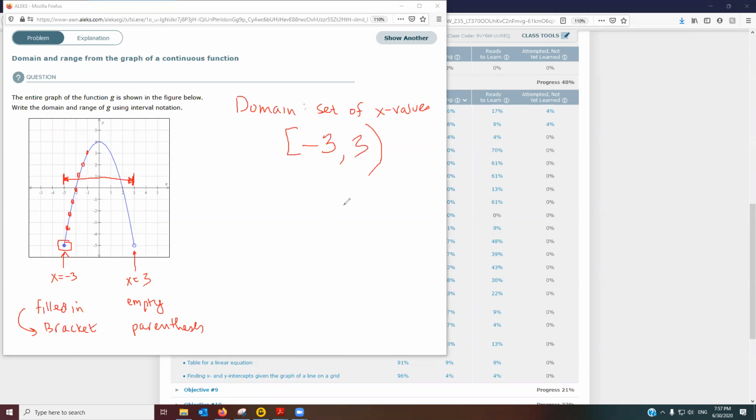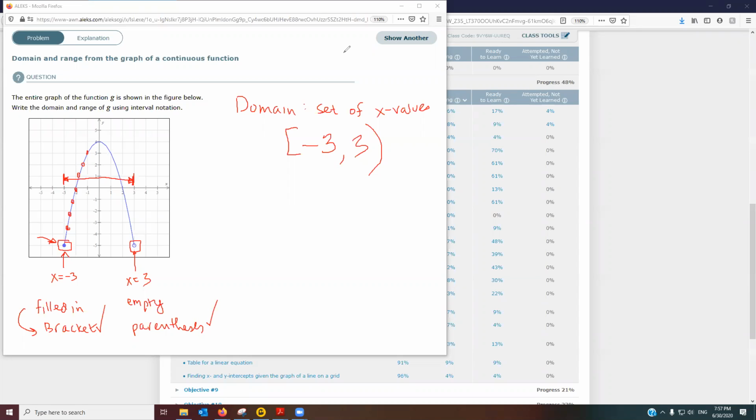Okay, so again, what we did here is we've looked at the span in the x direction. We notice this graph only goes from x equal -3 to +3. Because this was a filled-in circle on the -3, we used a bracket. Because this was an empty circle here on the +3, we used the parenthesis. All right, so that's domain.